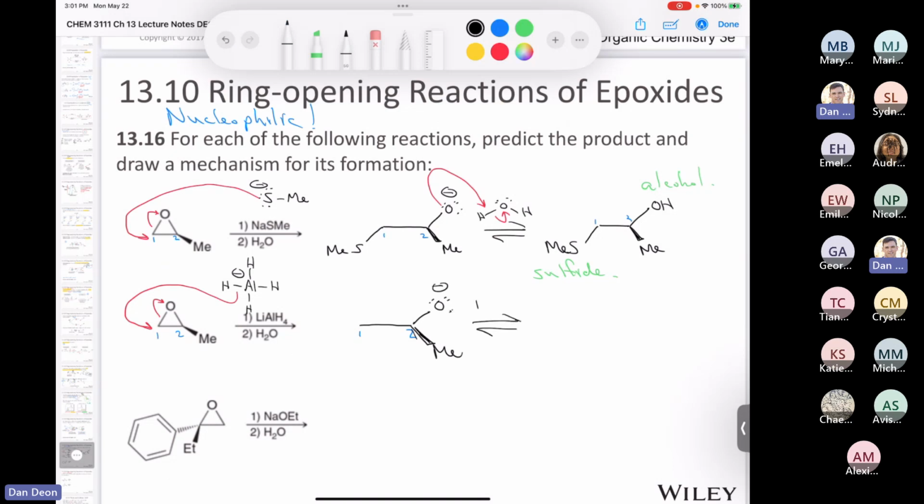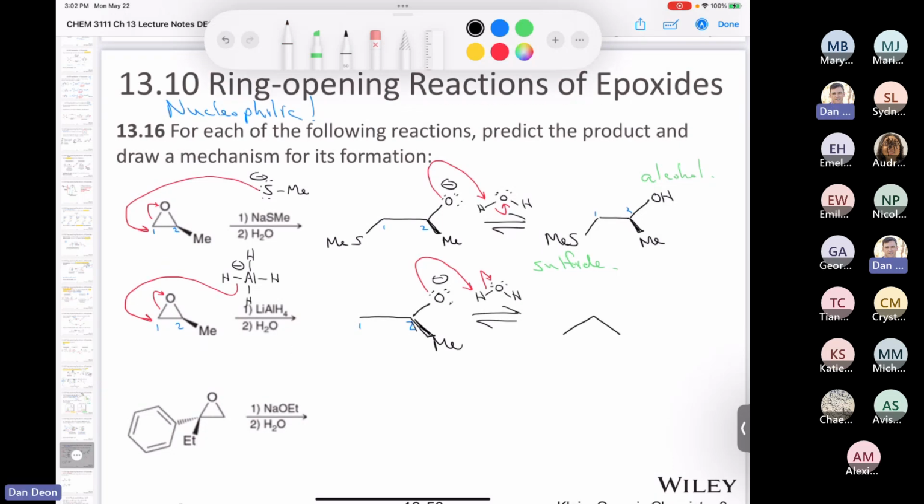Then you have a water molecule, which is going to affect the proton transfer. So we add, that's not a very good curved arrow. There we go. So we're going to take on a proton. And what's interesting with this molecule is it's got no stereocenter. This is just isopropanol. So there you go. All right.